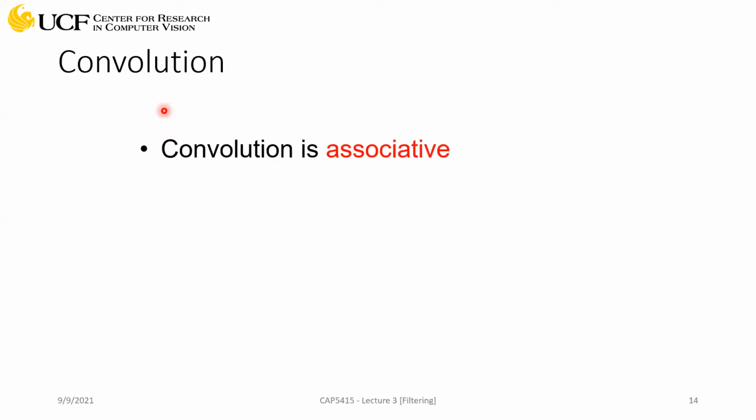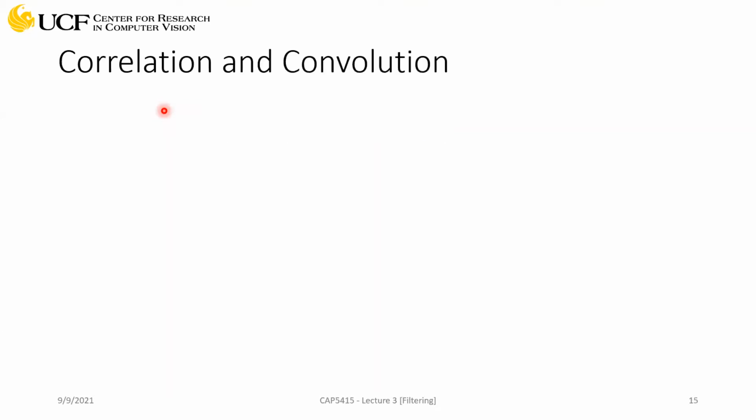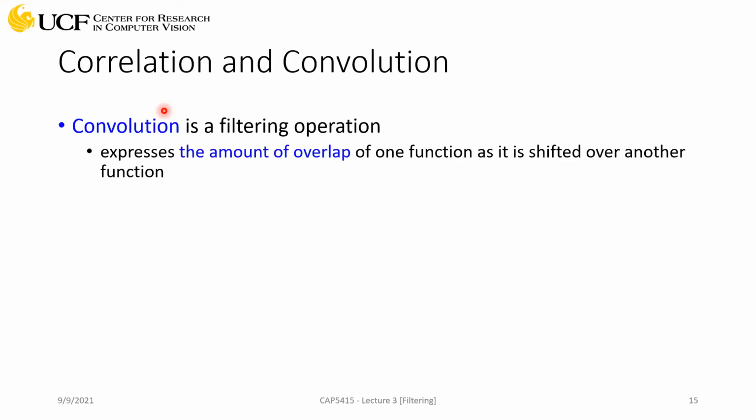Okay, so some properties of convolution: it's associative. And from a technicality point of view, convolution is kind of a filtering operation. If you think at a conceptual level, what it does is try to find out the amount of overlap you have between two different functions. In this case, your functions are your image and your filter. So convolution will try to figure out if there is any overlap or not. If there's an overlap, which means they are kind of similar, it will give a very high response. If it's not overlapping, it will give you a very low response.